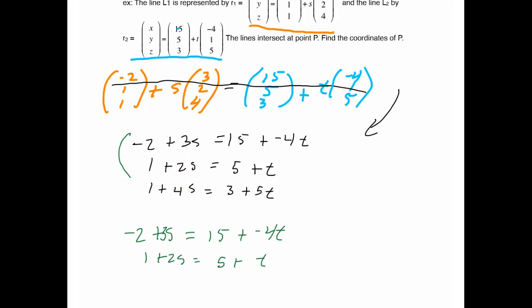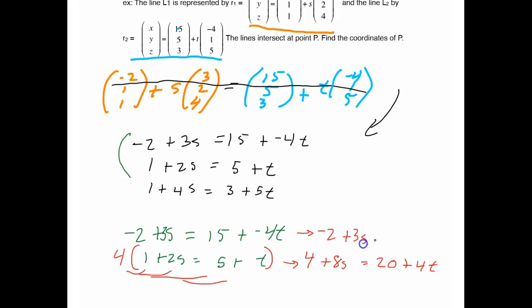So again, I'm going to solve this by elimination. So I'm going to try to cancel out one of the terms. I'm going to try to cancel out the t right here, because it's really easy. I'm going to multiply the whole bottom row by 4. That way the t's could cancel out. So I'm going to get this: 4 plus 8s equals 20, right? 4 times 5 plus 4t. I really should put the 4 on both sides, but whatever, you get the point. And over there is negative 2 plus 3s equals 15 minus 4t.